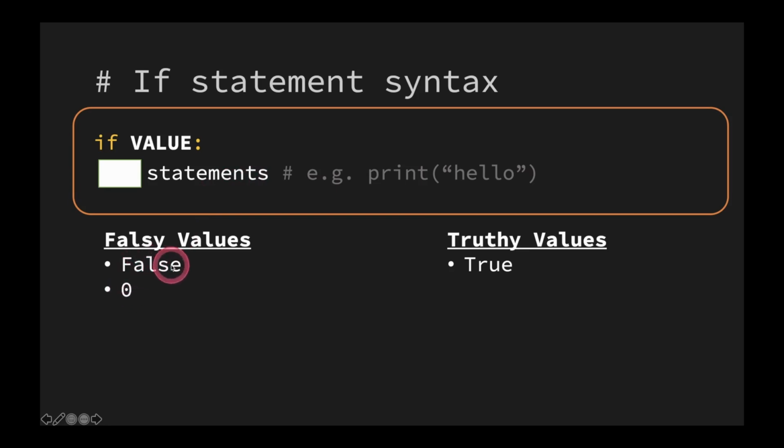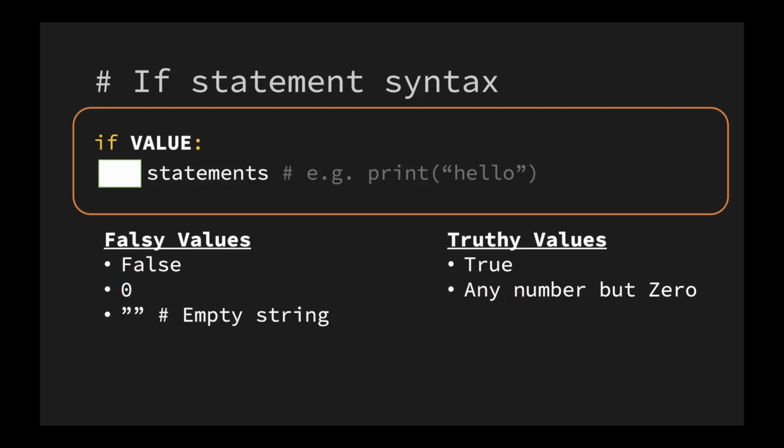I'll show you when we go to the interpreter. And the opposite of that is just any value that's not 0. So 0 is considered false, but any value that's not 0 is considered true. And the next falsy value that we'll look at is the empty string. So that is if you only have quotation marks without anything in between. If you put a space in between, then that's no longer an empty string.